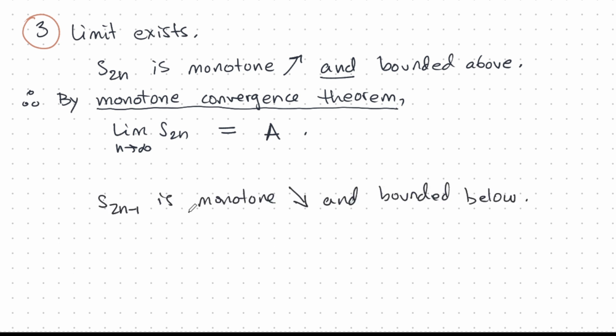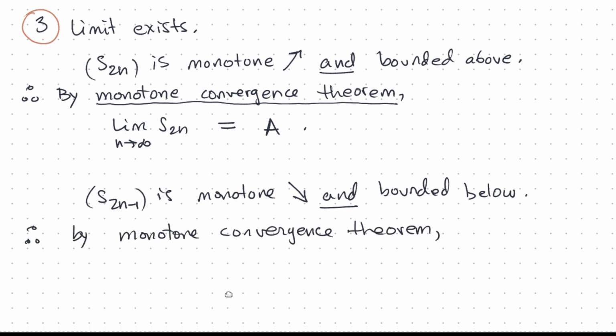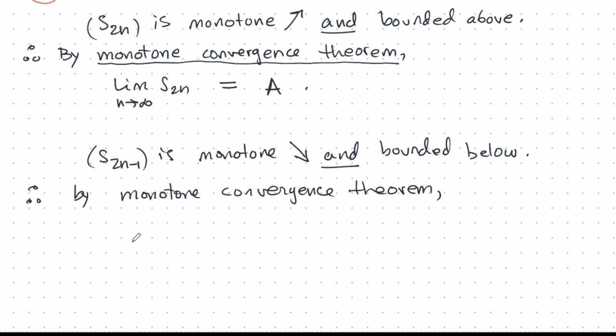Similarly, the odd partial sum sequence is monotone decreasing, and this is a sequence. And it's bounded from below, so the monotone convergence theorem applies. Yes, good old monotone convergence theorem. What would you do without the monotone convergence theorem, really? It's one of the most important theorems in mathematics. This limit exists, and we can call this B.